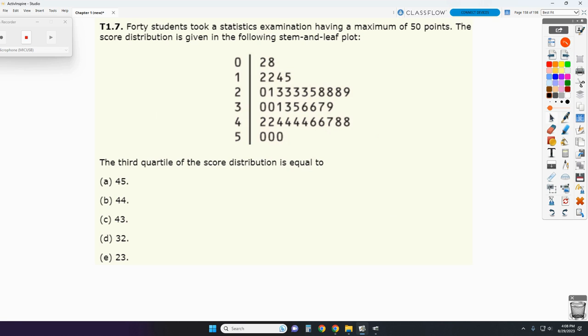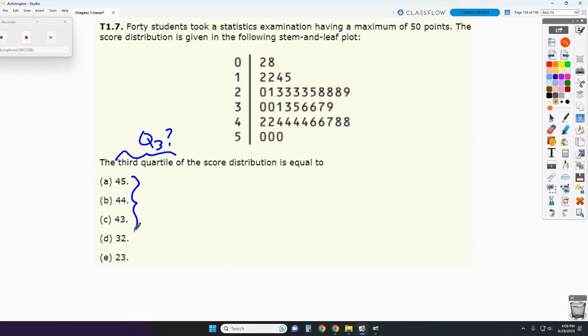All right, number 7. 40 students took a statistics examination, having a maximum of 50 points. The score distribution is given in the following stem and leaf plot, or stem plot. Some textbooks may call it stem and leaf. We just call it normal stem plots. And you might be going, yeah, but isn't this from our book? Why are they calling it stem and leaf? I don't know. You can call it either way. The third quartile of the score distribution is equal to, so they want to know, what's Q3?